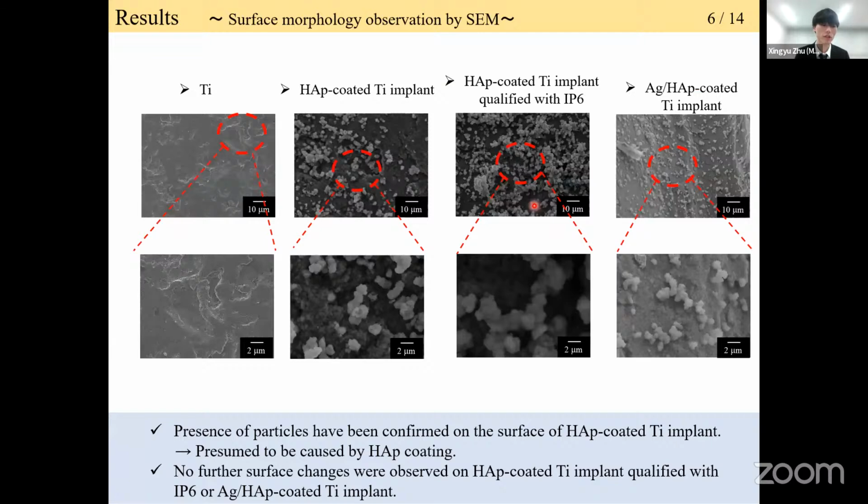And the results of the surface morphology observation by SEM are shown here, and we confirmed the presence of particles on the surface of titanium after hydroxyapatite coating. On the other hand, no significant change in surface morphology was observed after modification of IP6 or immobilization of silver ions.